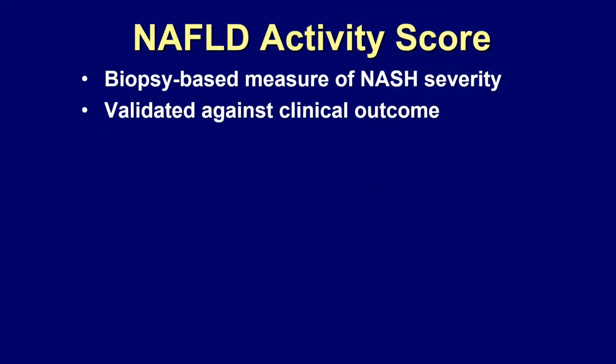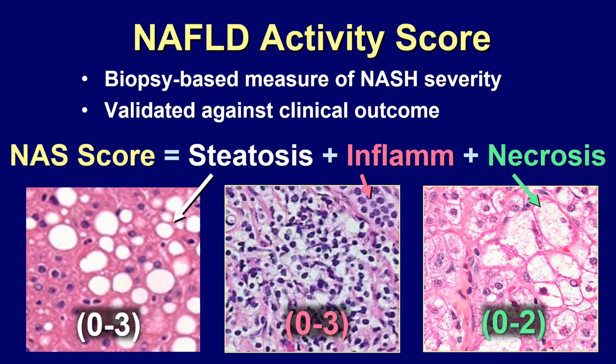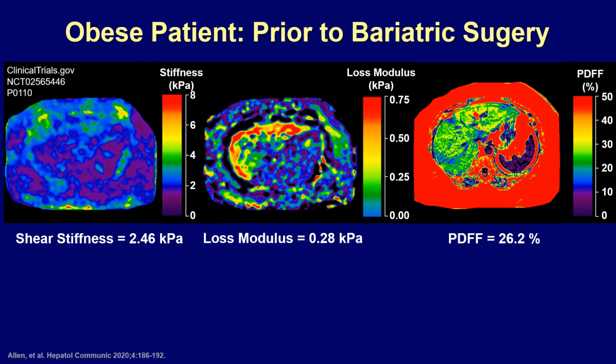The NAFLD activity score is a system used by pathologists to assess severity of NASH in biopsy specimens. It's been validated against clinical outcomes. They view the specimen microscopically and assign a subjective score for the severity of steatosis, inflammation, and cellular injury. These scores are then added up, and this represents the NAFLD activity score. The AI algorithm was then tested prospectively in a second published study referenced here.